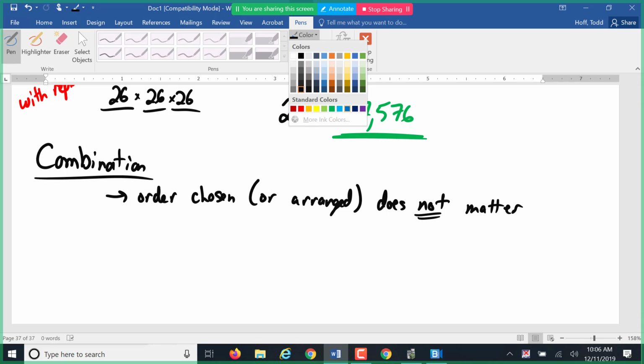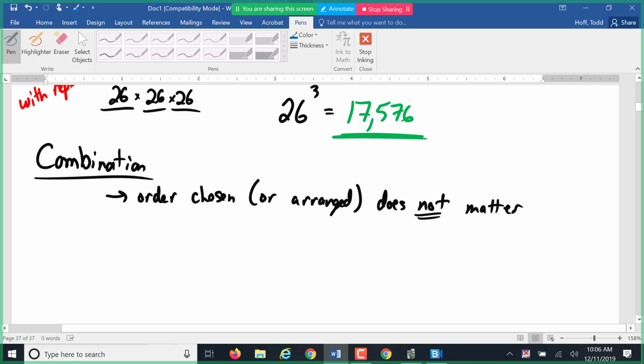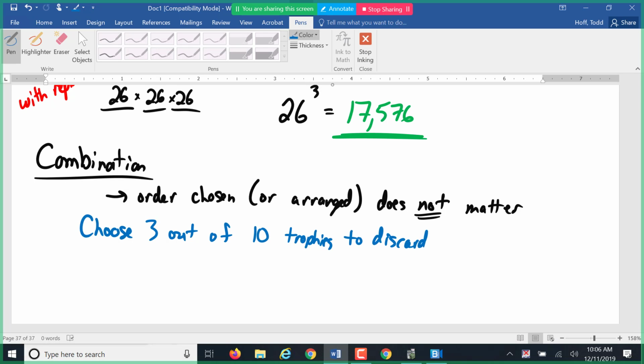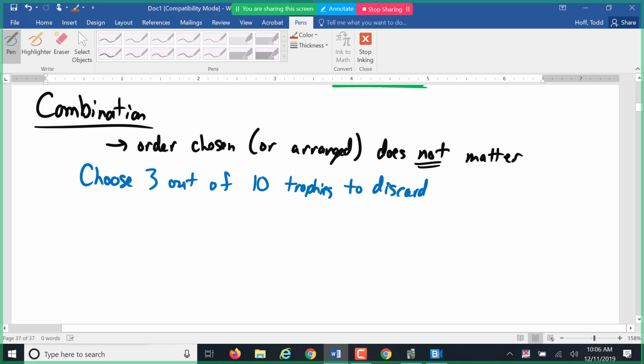So this time, rather than choosing trophies to put on the shelf, we're going to choose 3 out of 10 trophies to throw away, to discard. Well, now it doesn't matter which one's chosen first, which one's chosen second, or which one's chosen third. They're all going to get thrown in the trash. So the order that they're chosen doesn't matter. And again, we're assuming order chosen is the order arranged. Really doesn't change anything here.